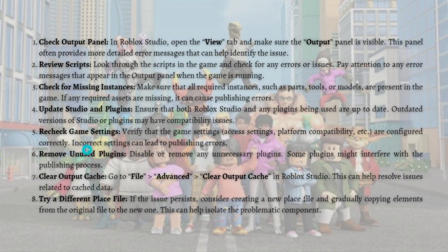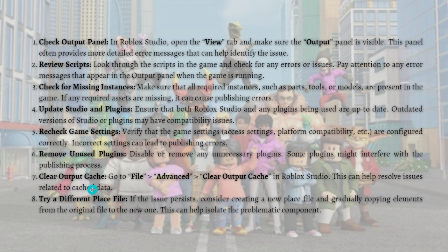Next one is to recheck game settings. Just verify that the game settings, or access settings and platform compatibility, are configured correctly. Incorrect settings can lead to publishing errors. Next is to remove unused plugins. Just disable or remove any unnecessary plugins because some plugins might interfere with the publishing process.